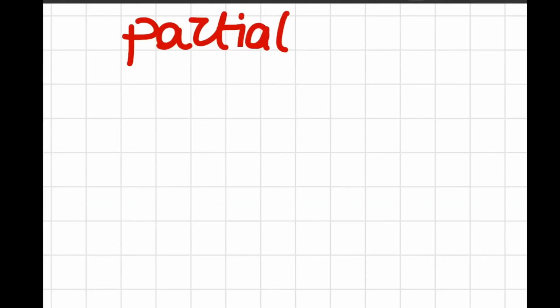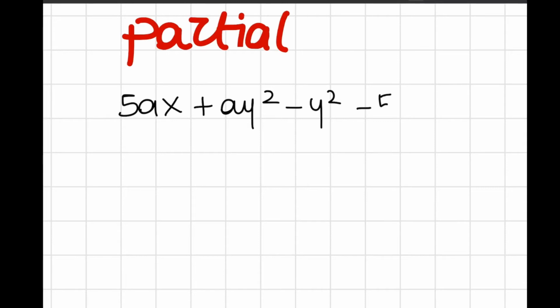Let's get on with the partial factorization then. Suppose we have 5ax plus ay squared minus y squared minus 5x. The first thing you need to do before going on with the partial factorization is checking whether there is a common divisor for all the terms. In this case, there is not, and that's because there is no term that is present in all of them. So what we do is that we split the polynomial in two parts or more, depending on the polynomial you're faced with. For this polynomial, split it in two.